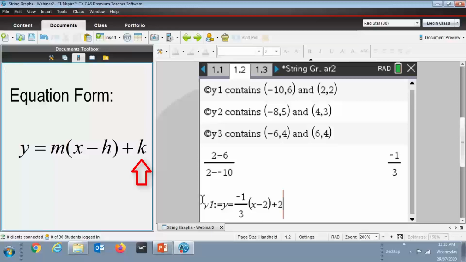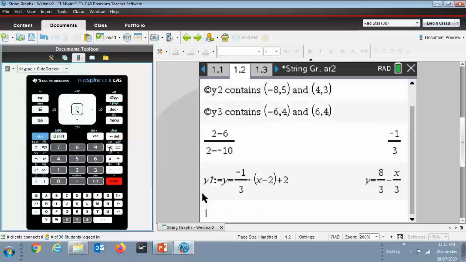Now, when I press Enter, it's written in a way that's slightly better able to see. You can certainly see the y-intercept. If you imagine this as y equals mx plus c, you can see the gradient negative 1/3. You can see the y-intercept of 8/3 coming in there. Now we're going to do the same thing for y2 and y3. y2 contains negative 8,5 and the point 4,3.